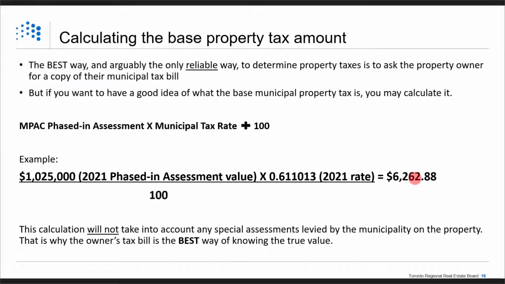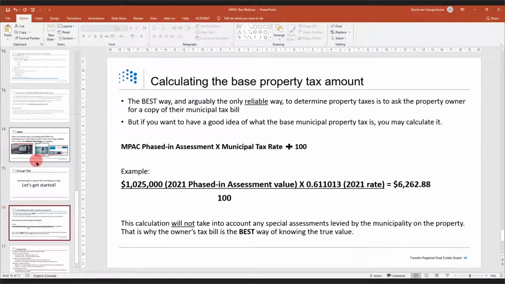So this number is what I pay in taxes. But if you were doing this calculation, would you know if there was a special assessment on my property? No. So think of this as the base value. This is the starting point, and there may be extra on top of that. So always ask the seller for their tax bill. Don't rely on this calculation, as simple as it is.